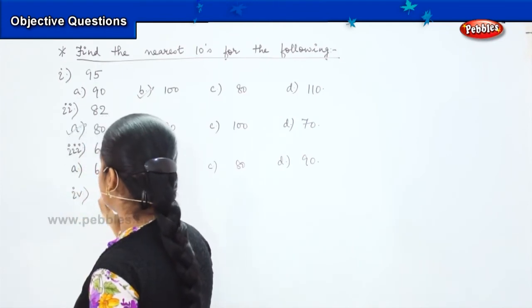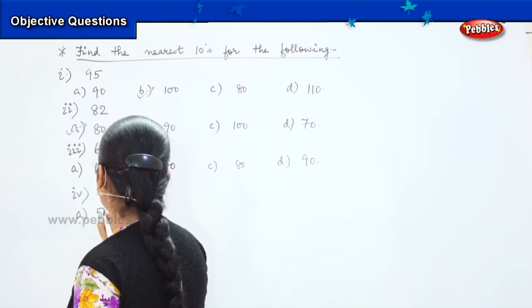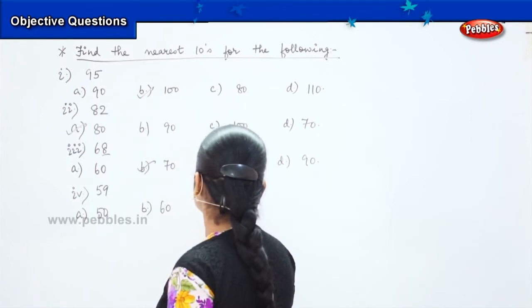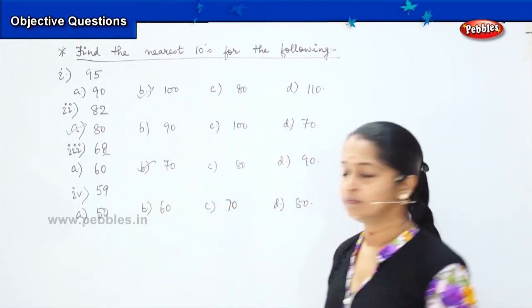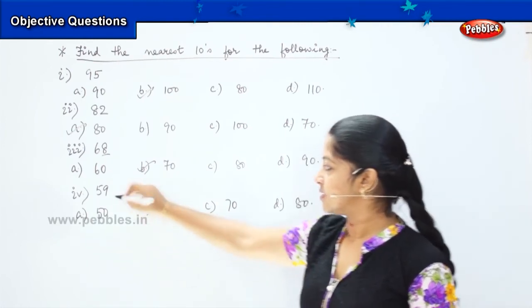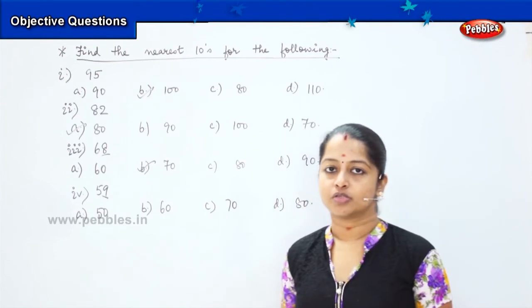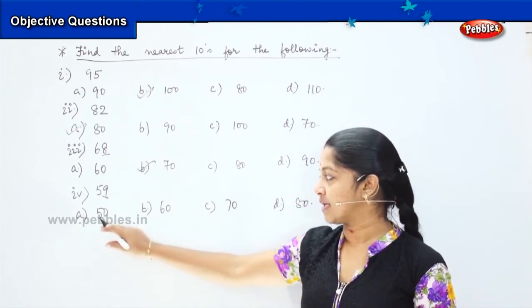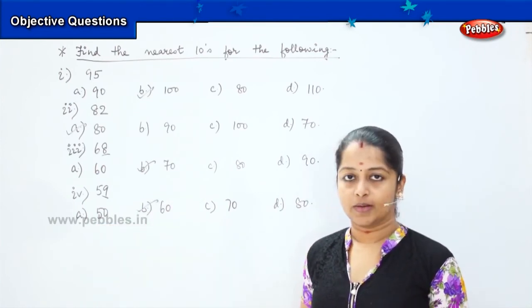My next number says 59 and my options are 50, 60, 70 and 80. So what is my nearest number? 9, which is greater than 5. So my answer should be succeeding the number, which is nothing but 60. Okay?